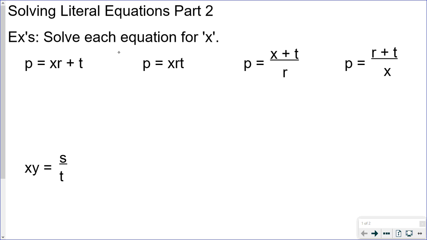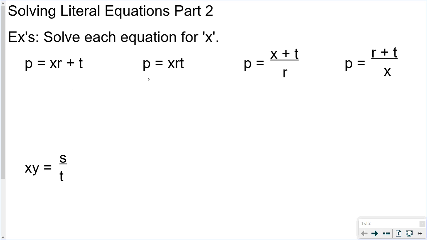All right, so literal equations are equations that involve more than one variable. Basically, you're just rearranging the equation to get a certain variable by itself, or in other words, to solve for that variable. This is a really challenging topic for most students. The only way to get good at this is to practice.